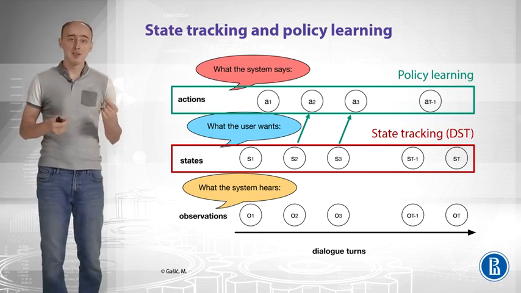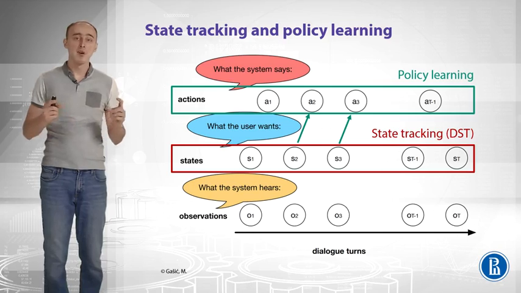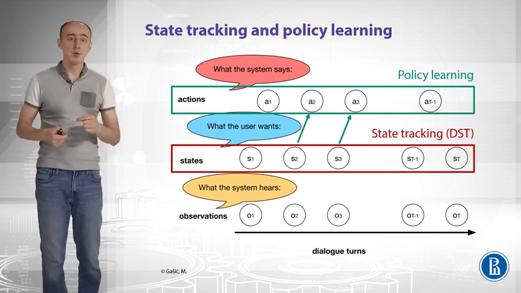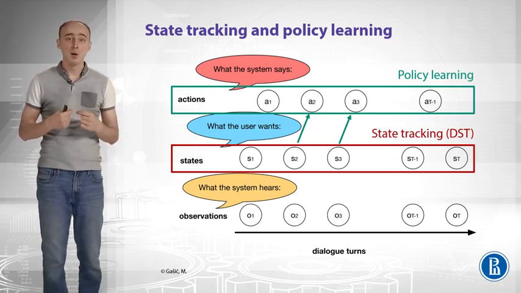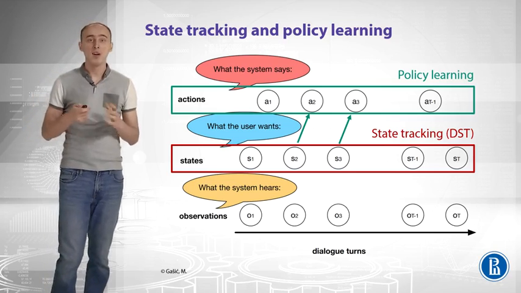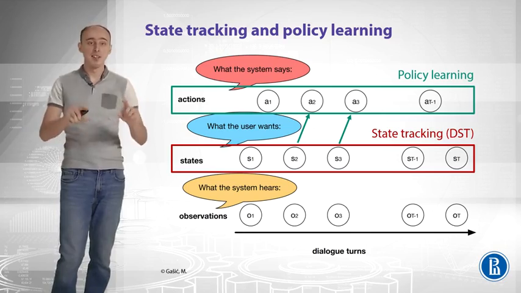And then when we have the state, we have to do something, we have to react. We need to learn a policy, and that is a part of Dialog Manager as well. A policy is actually a rule: what do we need to say when we have a certain state? Next we will overview the state tracking part of Dialog Manager, that red border.